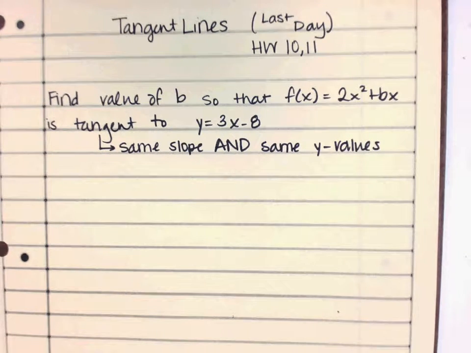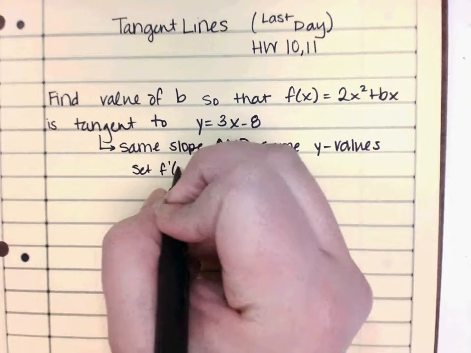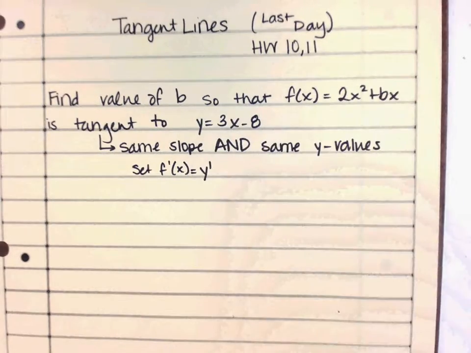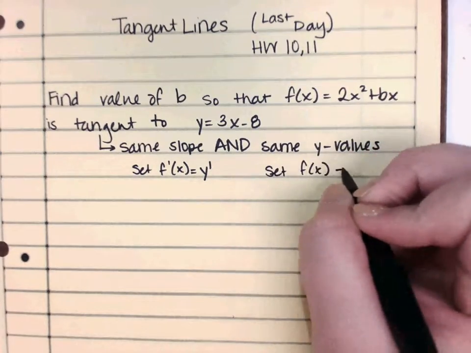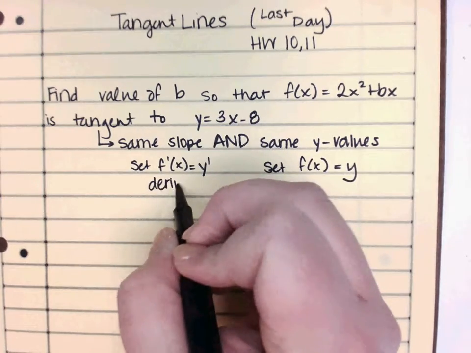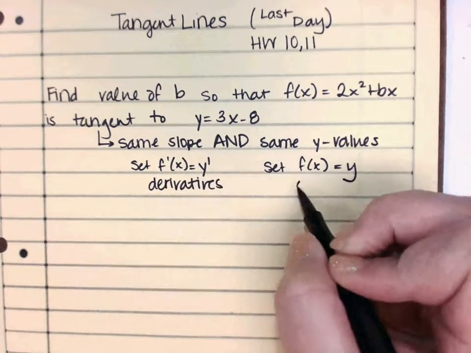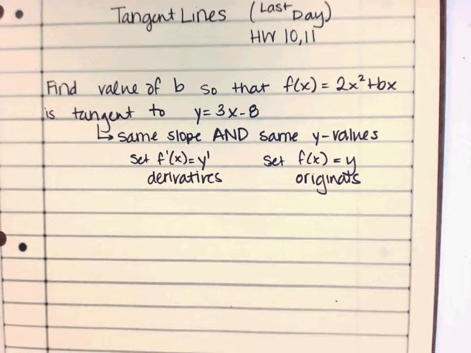So when I'm algebraically doing this, I'm going to set f of x derivative equal to y prime, and I'm going to set regular f of x equal to y. So these are my derivatives equal, and these are my originals equal. The derivatives being equal give me the same slope. The originals being equal mean my graph is touching my line, that they're at the same y value. So we did one like this yesterday.